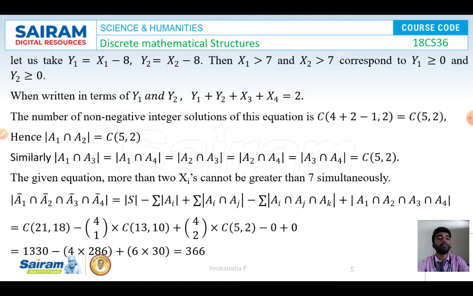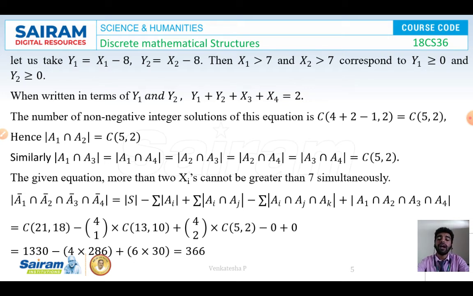It will be equal to combination of 5 comma 2. So hence the order of A1 intersection A2 will be equal to combination of 5 comma 2. Further, in the same way, the order of A1 intersection A3 is equal to order of A1 intersection A4 is equal to order of A2 intersection A3 is equal to order of A2 intersection A4 is equal to order of A3 intersection A4, which will be equal to the order of A1 intersection A2 itself. So it is given by combination of 5 comma 2.